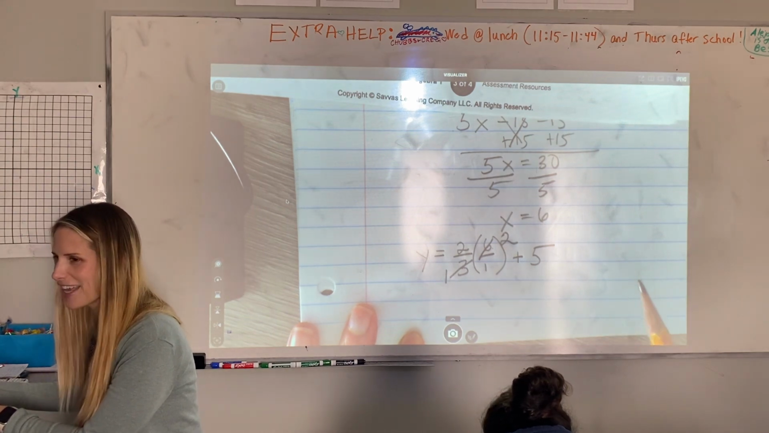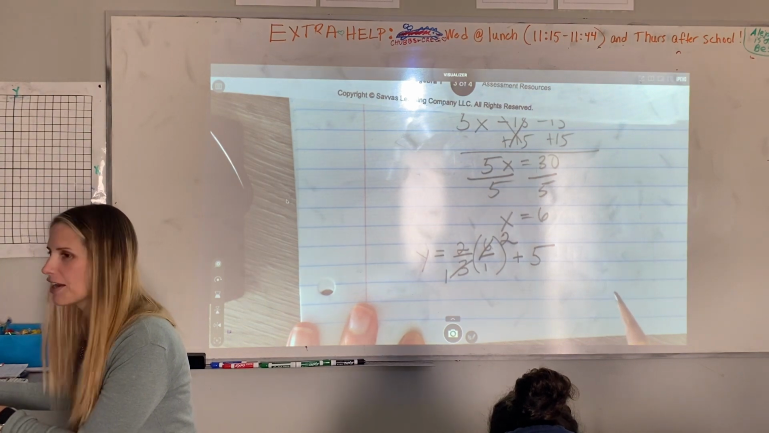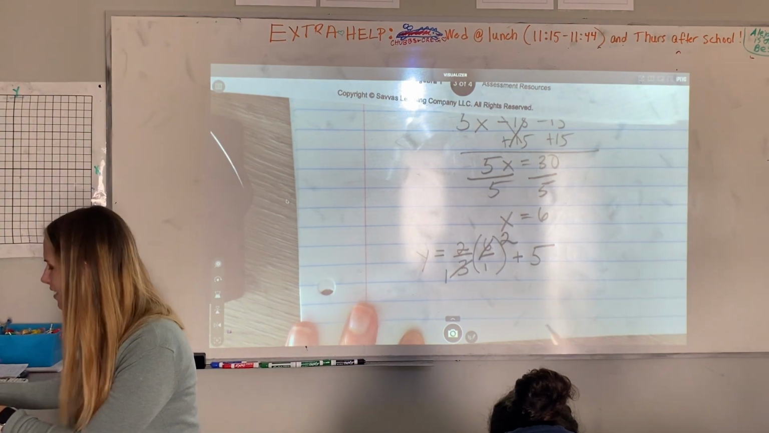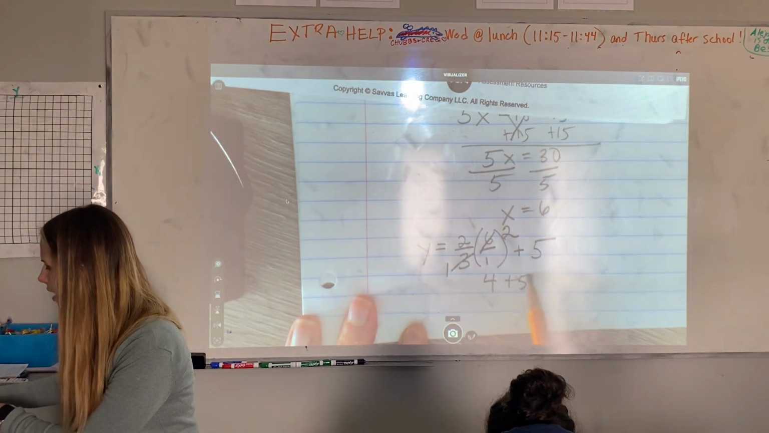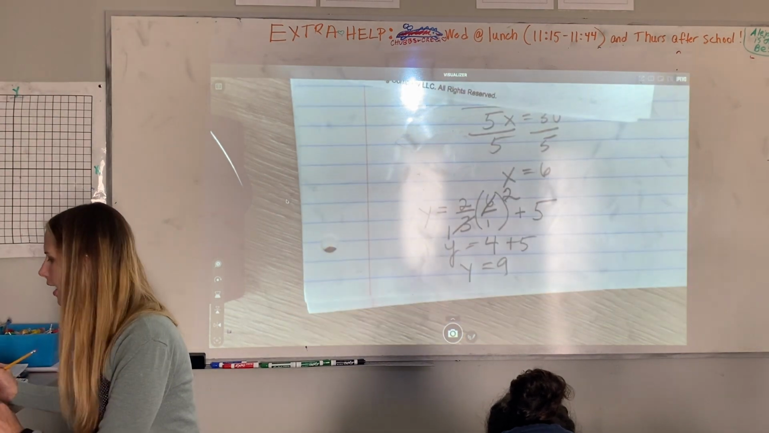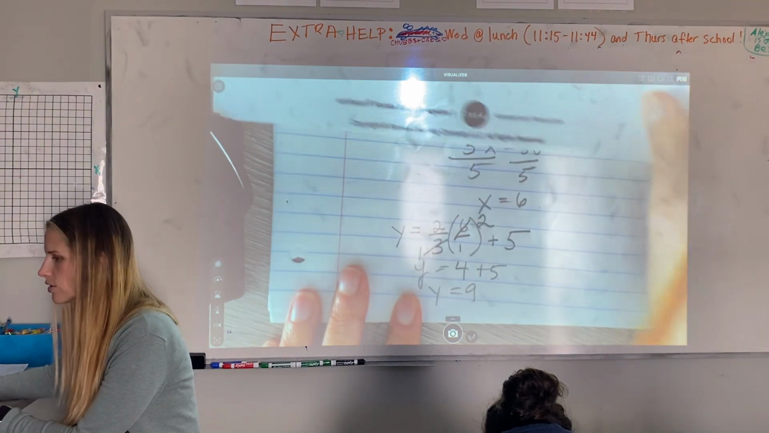You're surprised I forgot to put the x? No, I was gonna say you forgot to put the y because in my way we do the other one. Oh, okay. I gotcha. So then we have 2 times 2 is 4. 4 plus 5 is 9. So y equals 9. So we have 6, 9 as our solution.